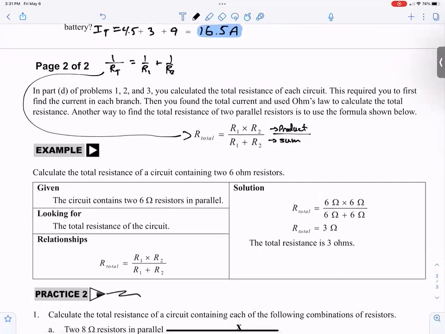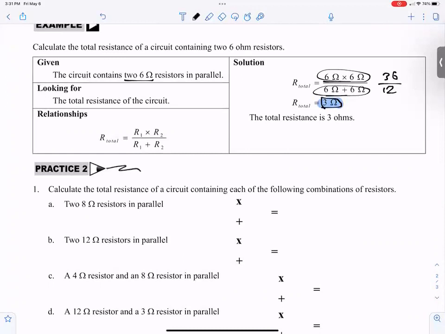So in this example here, you're given two 6-ohm resistors. So we go 6 times 6 is 36 over 6 plus 6, which is 12. Divide the two and we get 3 ohms. Let's try this together. Two 8-ohm resistors. We're going to go 8 times 8 over 8 plus 8. Well, 8 times 8 would be 64 over 8 plus 8, which is 16. Divide the two and we get 4 ohms. So what we're doing in this exercise is taking different resistors in parallel and combining them to get a total resistance for the circuit.